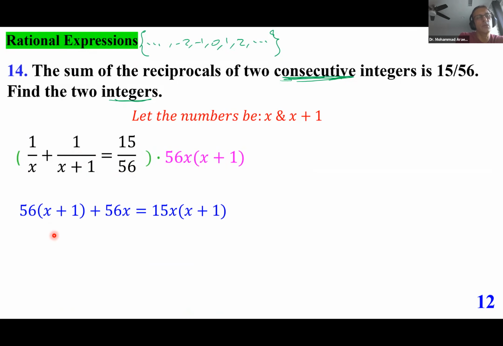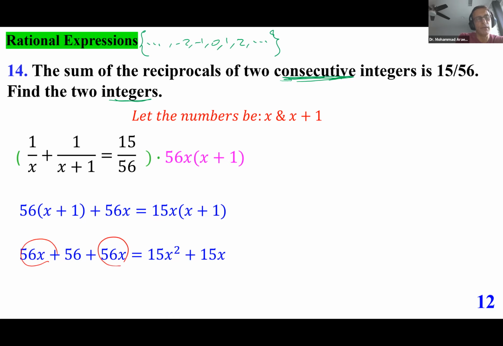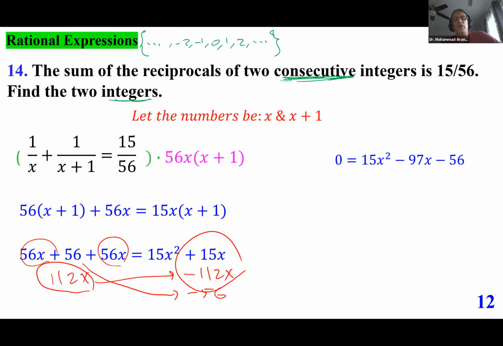We distribute, we get 56x plus 56 plus 56x. On the right side, we get 15x squared plus 15x. It's 112x. We subtract it from the other side, and we get 15x squared minus 97x minus 56. Why are we doing that? So we bring it to the same side, we can factor and solve. When we factor, we end up with the following.